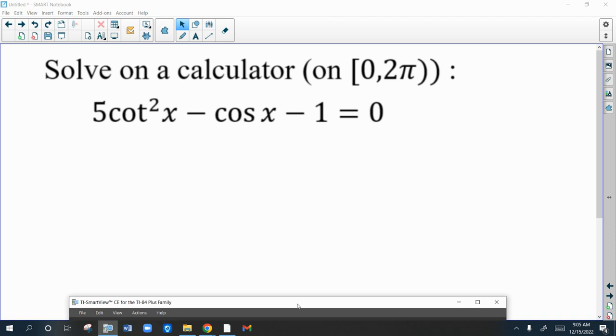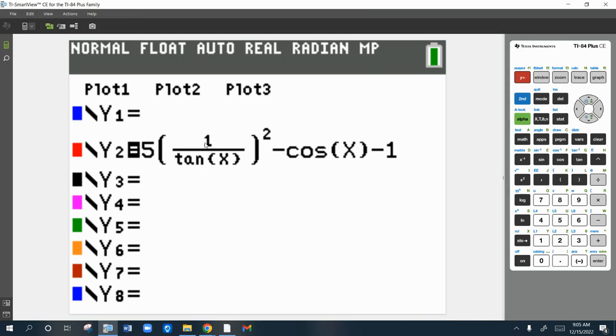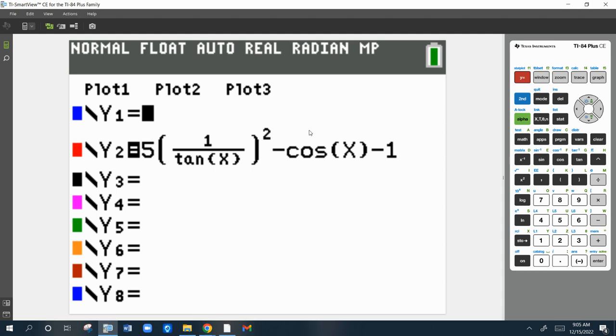So the first thing is to type it in correctly. So 5 cotangent squared. When you do it in the calculator, always put it in y equals and set it equal to 0. This one's already set equal to 0. So 5 times cotangent squared would be typed as 5 times 1 over tangent, that's cotangent, and that quantity squared. And then minus cosine x minus 1. So that should be good.